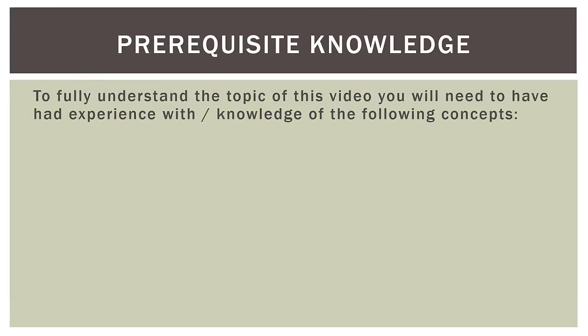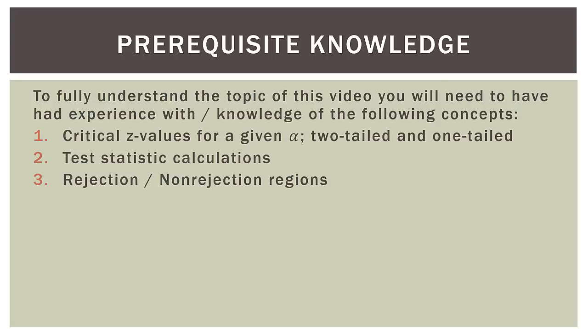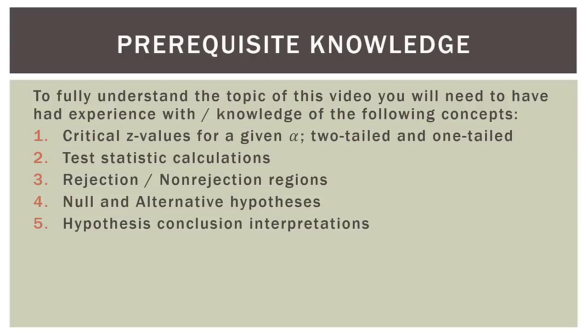To fully understand the topic of this video, you will need to have had experience with and/or knowledge of the following concepts. What the critical z-values are for a given alpha level, both in the two-tailed and the one-tailed scenarios. So basically, you need to know how to read a z-table. How to calculate test statistics. What the rejection and non-rejection regions are in distributions. What the null hypothesis and the alternative hypothesis are. And once you conduct your test, how to interpret those conclusions.